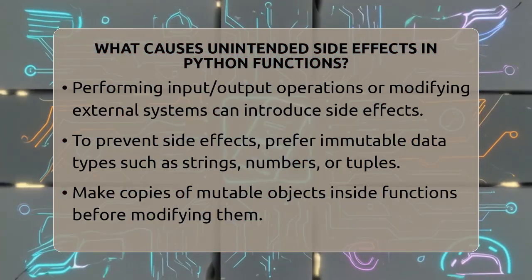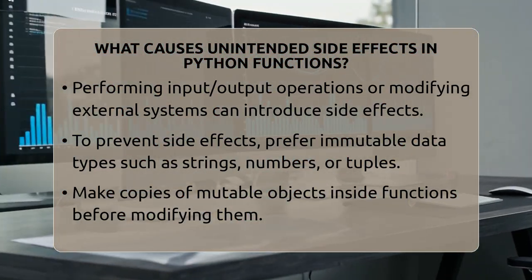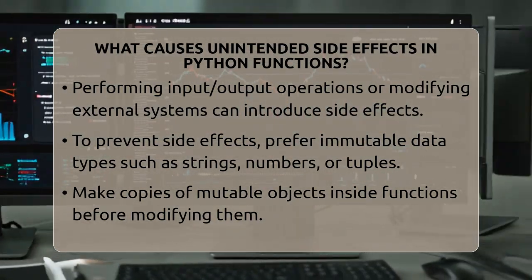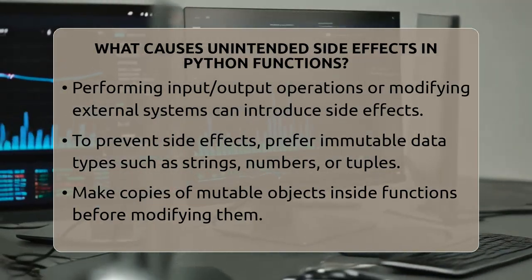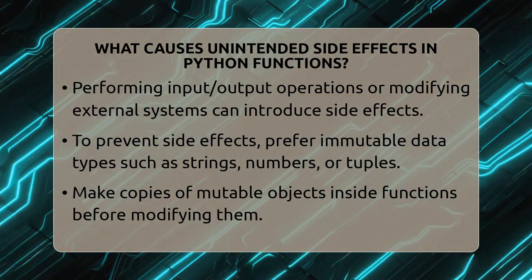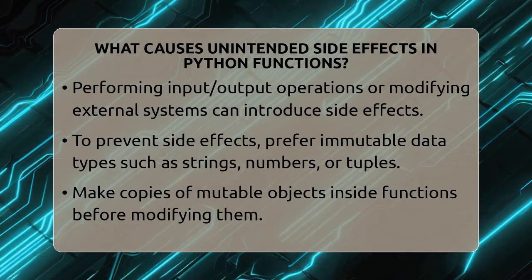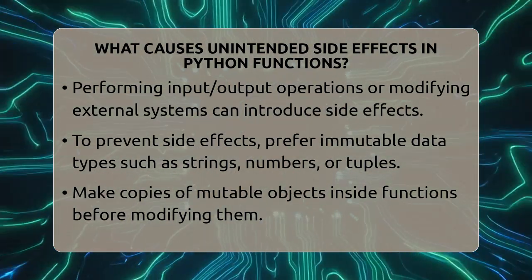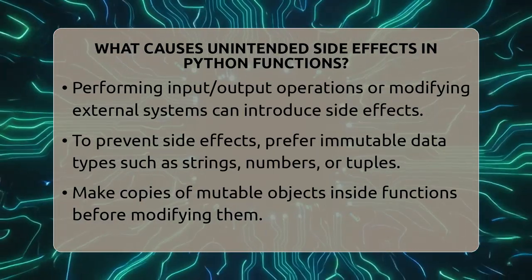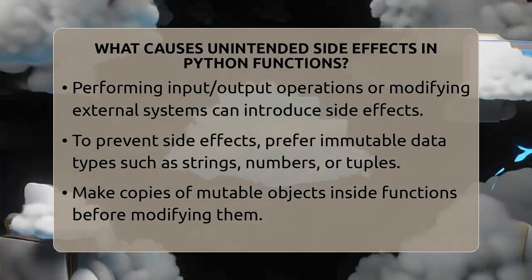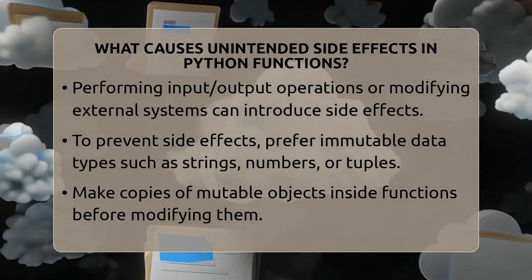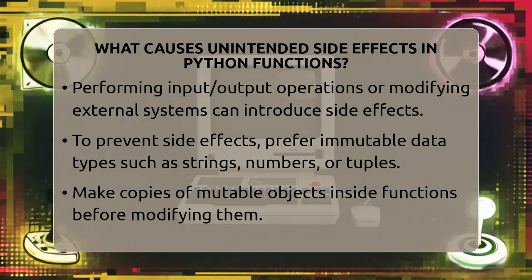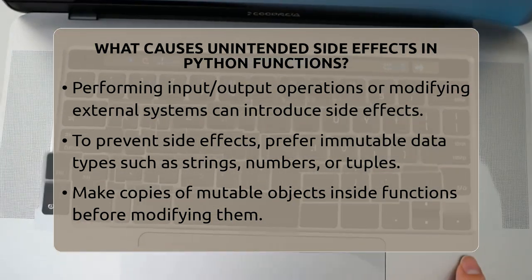If your function modifies a variable declared outside its scope, it affects the program's state beyond the function. This can make bugs hard to track because the change isn't local to the function anymore. Performing input and output operations or modifying external systems also cause side effects. Writing to a file, printing to the screen, or updating a database are actions that change the environment outside the function. These are often necessary but can lead to unexpected results if not managed carefully.